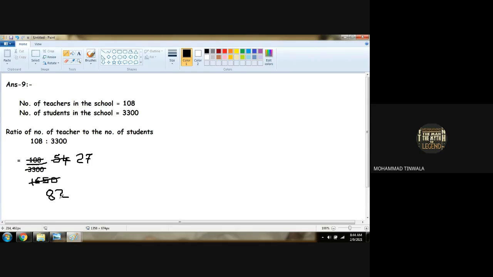Right? 3 9s are 27. This also will go by 3. 3 2s are 6, 3 7s are 21, 3 5s are 15. Now, is it possible anything else? I think there is some mistake. Wait a moment.